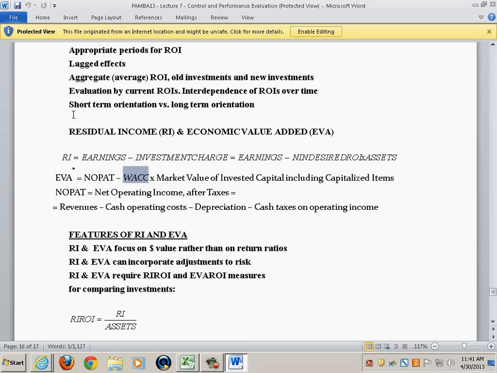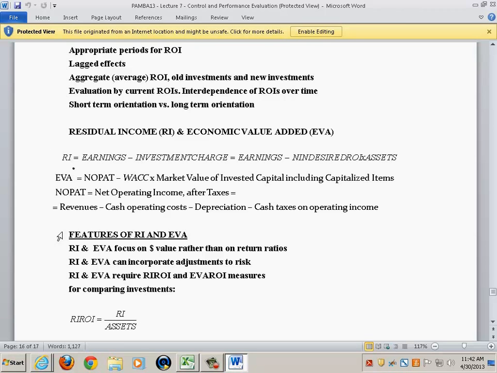And you multiply the weighted average cost of capital by the investment base, but in economic value added, the investment base is measured as the market value of the assets of the investment capital, and it includes capitalized items. So if you take this difference, you get a measure that is known as the economic value added.